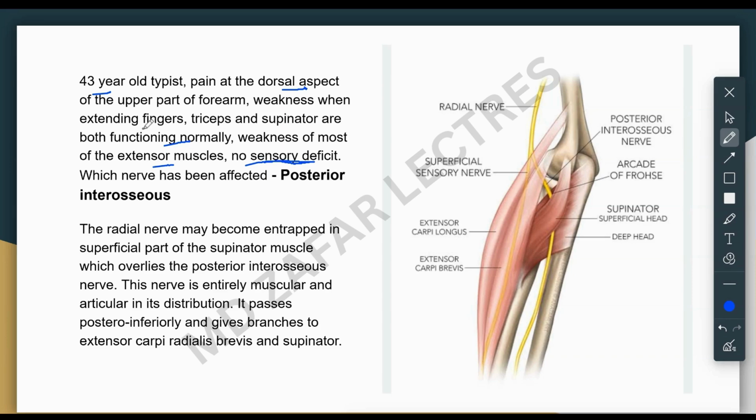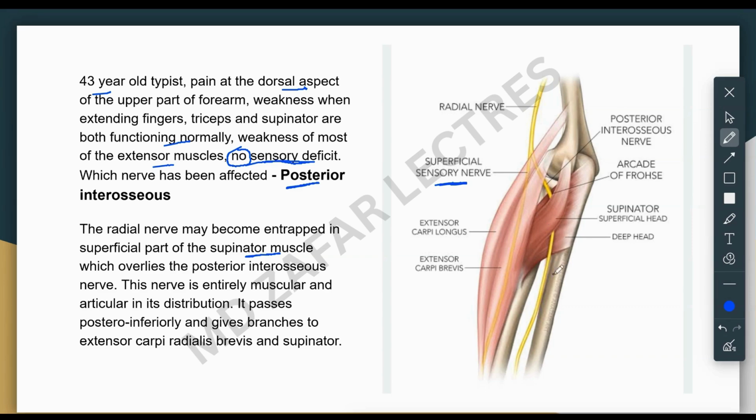When we talk about the extensor compartment, we have only one nerve, that is the radial nerve. But if with the description of radial nerve there is no sensory deficit, then the answer will be the posterior interosseous nerve, which is one of the motor branches of the radial nerve. So the radial nerve becomes entrapped in the superficial part of the supinator muscle. As you can see, this is the supinator muscle and the radial nerve is going to divide into the superficial sensory branch and the deep branch.